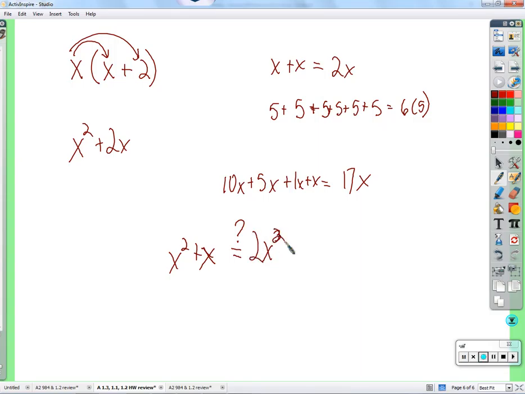Let me ask you this. x squared plus x. Is it equal to x cubed? Yes or no? If yes, justify. If no, justify. No. So who says yes, you can add them and get x cubed?